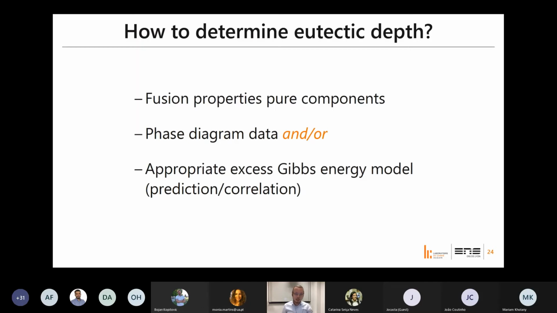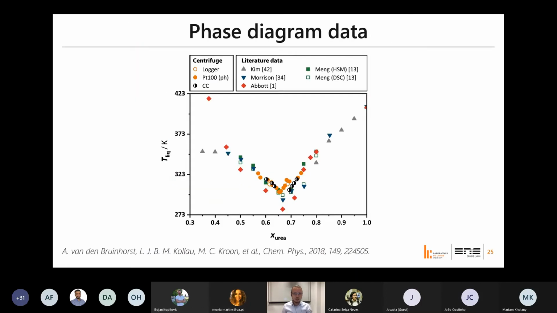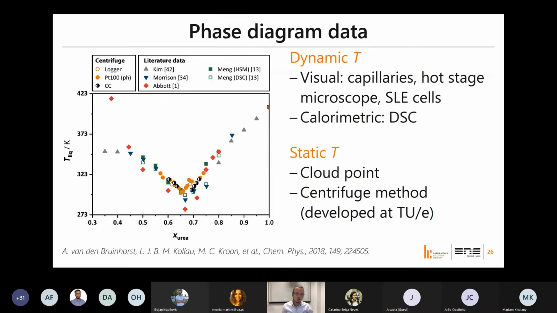So phase diagram data is the second part that you could read. And also this is not necessarily very simple. In principle, the measurement of a phase diagram is quite straightforward. But as you can see, for the most known deep eutectic solvent, urea with choline chloride, the data is already quite scattered, especially around the eutectic composition. And this is also because there are a lot of different methods to measure these deep eutectic solvents' phase diagrams.